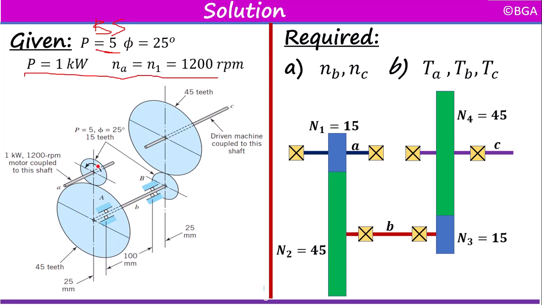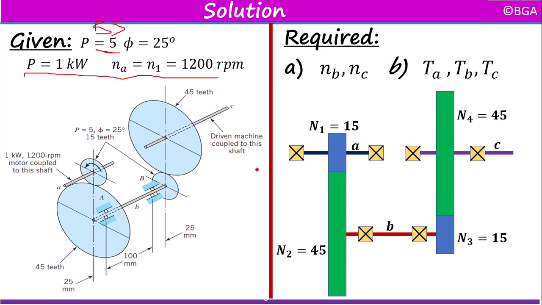In other words, if the module were given, then the module of all gears would be the same because it's already said that their gear tooth size is the same, or the gears are identical. So the required things are to find out the RPM of shaft B and the RPM of shaft C.